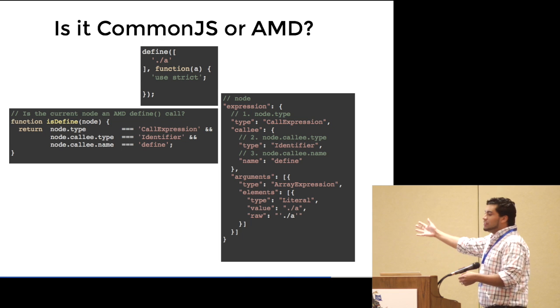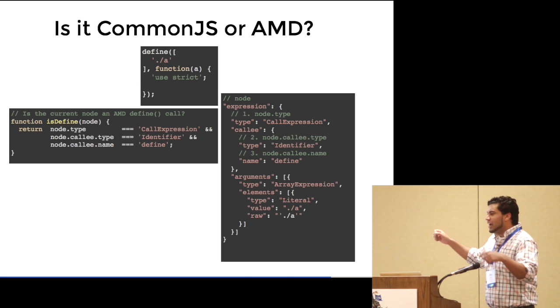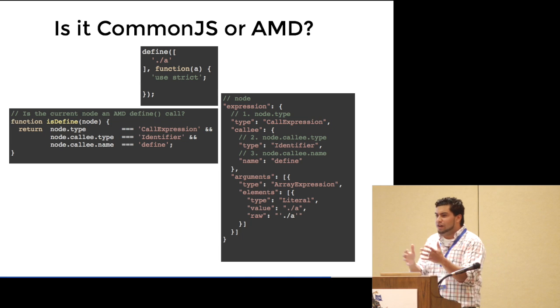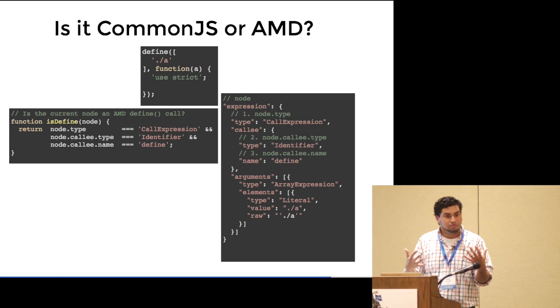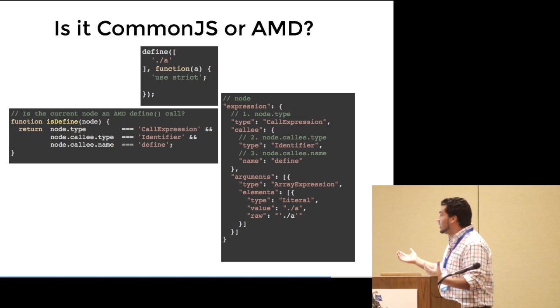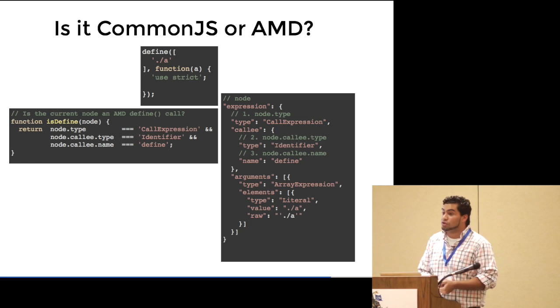Well, really, this AST looks a little bit cryptic, but what it's saying here is that there's a function call going on, and the function that's being called is this identifier with the name define, right? It's the word define being invoked. That's what the AST is saying. And so we have there an assertion that can tell whether or not a node is in fact a define function call. Okay?